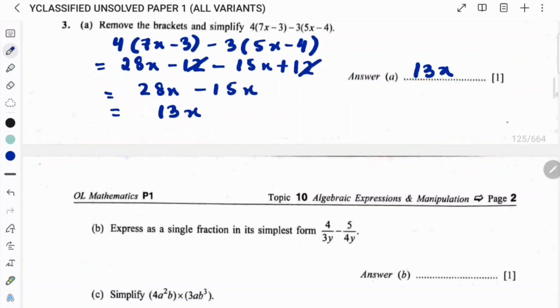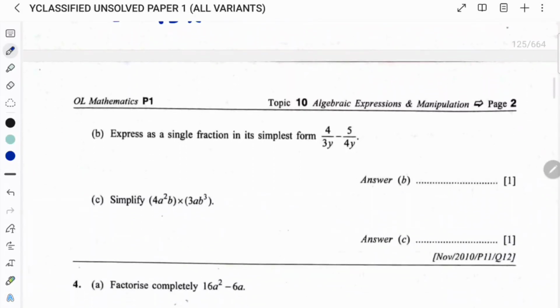Now the next question, part B of the same question. Alright, so remember, like in numbers also, whenever you have fractions there, then you take the LCM. So the LCM of 3y and 4y is 12y. I'm just writing it here, 12y. It means you are multiplying this by 3 and this by 4. Remember, y is there in both of them. Okay, I'll explain to you in detail.